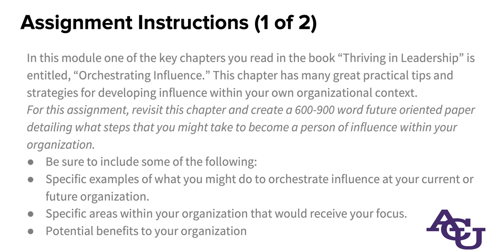Now we move into the specific assignment instructions about what you're supposed to do. For this assignment, revisit this chapter and create a 600 to 900 word future-oriented paper detailing what steps you might take to become a person of influence within your organization. Be sure to include some of the following: specific examples of what you might do to orchestrate influence at your current or future organization, specific areas within your organization that would receive your focus, and potential benefits to your organization.